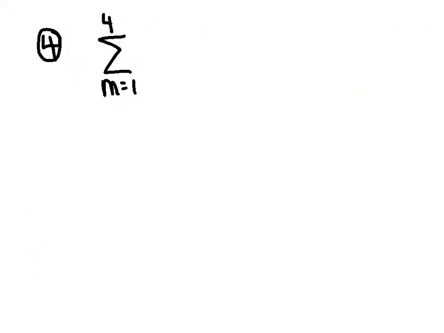Okay, our fourth example, we're going to say it's the summation from m equals 1 to 4 of the quantity. Check this out. Negative 1 to the m plus 1 times the quantity m squared plus 2m.